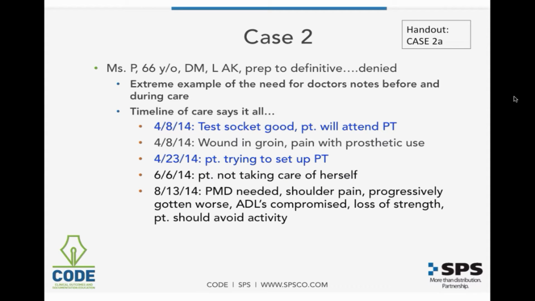Then she goes back to that doctor in August, and the doctor charts that a power mobility device, PMD, is needed because she has shoulder pain. It's progressively gotten worse. She can't do her ADLs. She is weak, and she should avoid activity. Wow, really? Because here she is getting a prosthesis, or a new socket for her prosthesis, right?